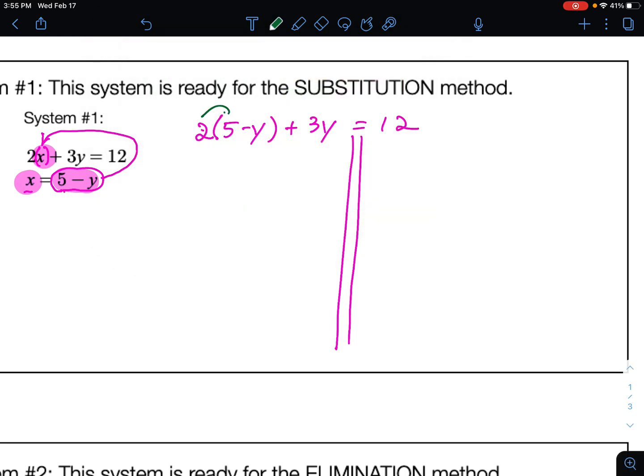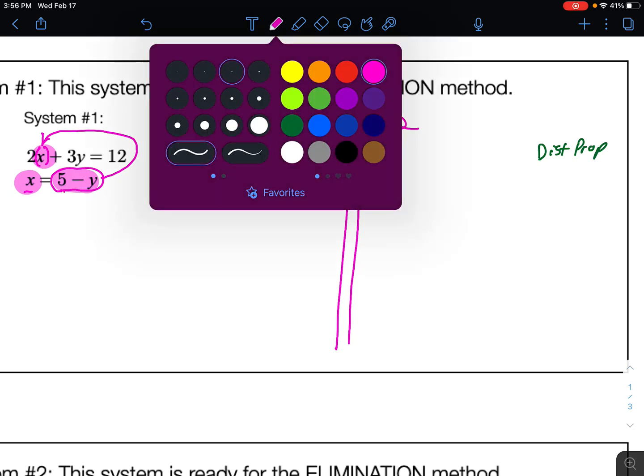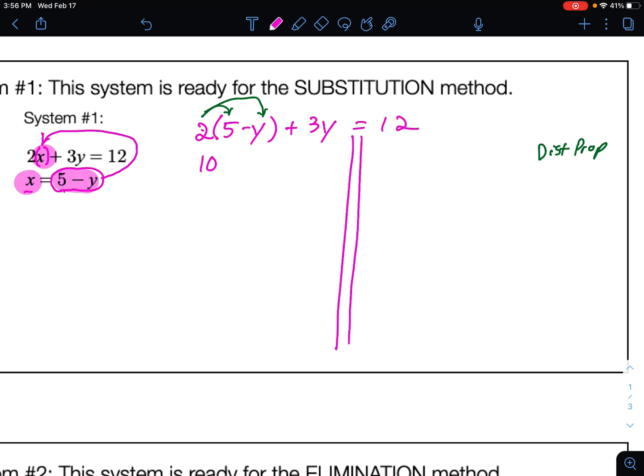And so usually at this point, we have a little distributive property that we need to do. So I'm even going to write that over on the side here, like I've done before. So distributive property. And so 2 times our 5, 2 times 5 is 10. 2 times a minus y, remember that's like a minus 1y here. So 2 times negative 1 is a minus 2y. And then plus 3y is equal to 12.